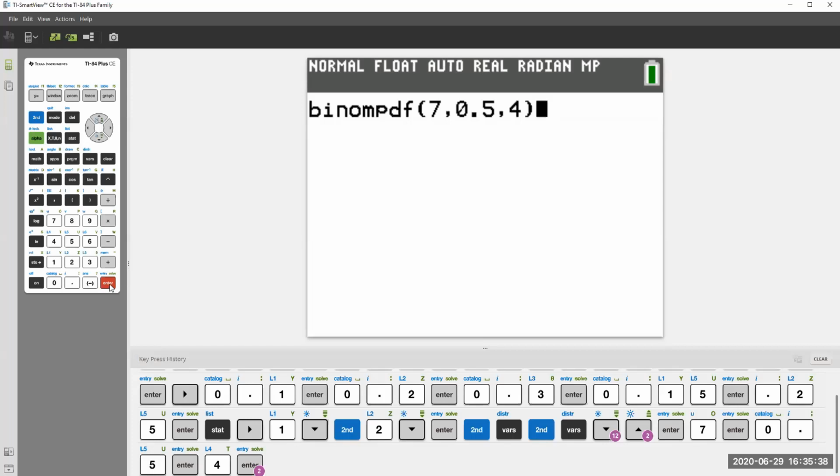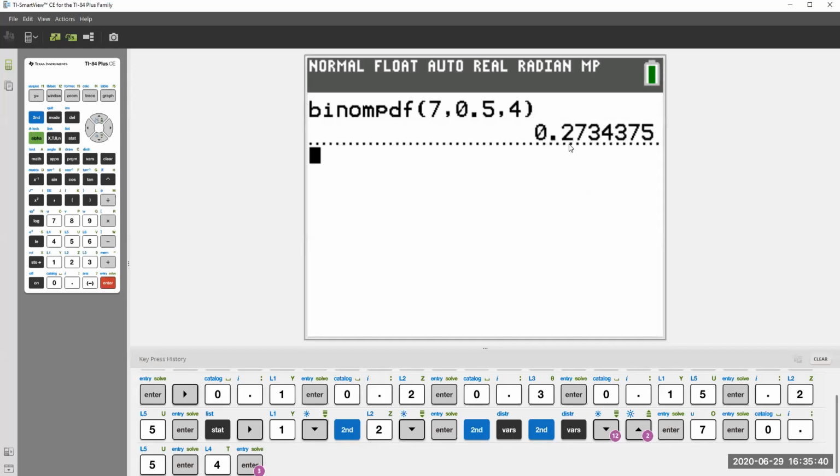And then I enter, and I get 0.2734375. If I round, 0.2734, this is exactly what I got using the binomial formula. Okay, did you follow me, guys, with this?